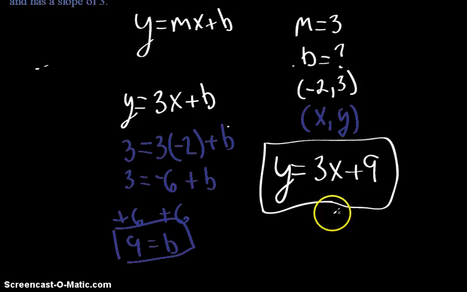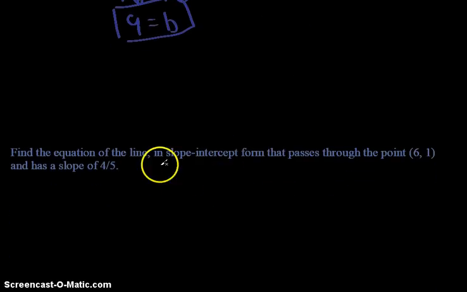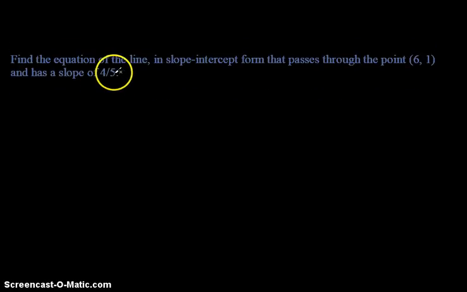All right, so that's not too bad. We just have to find our b. So we'll try another example like that. So again, this one says the same stuff pretty much. Find the equation of the line in slope-intercept form that passes through the point 6, 1 and has a slope of 4/5. So we're going to start again.